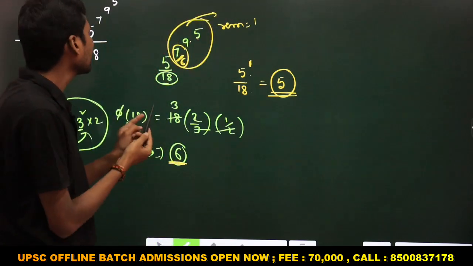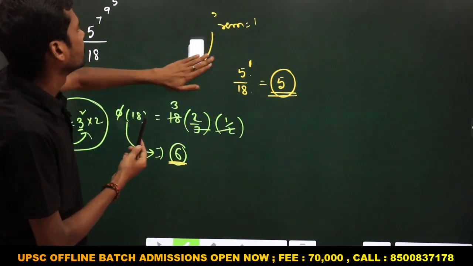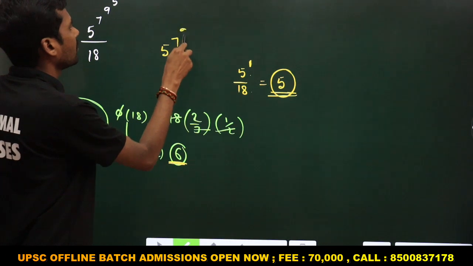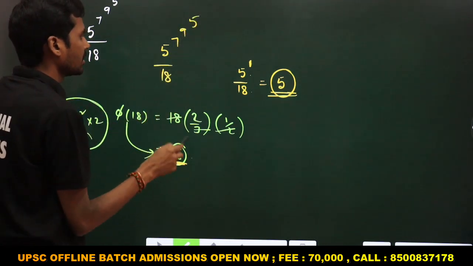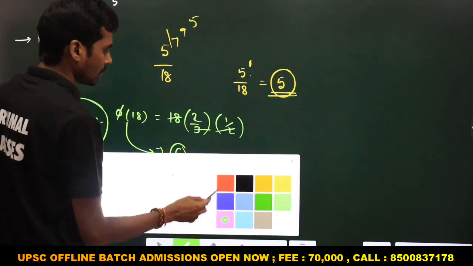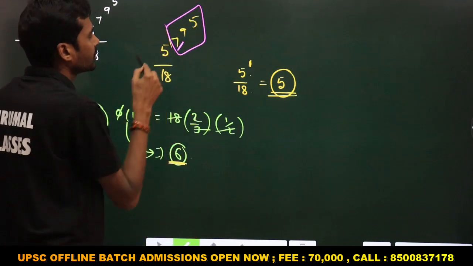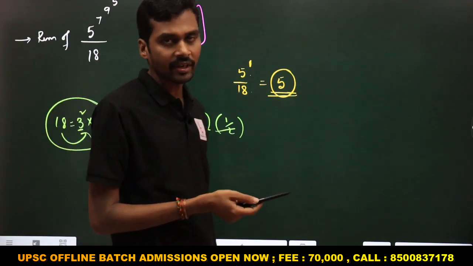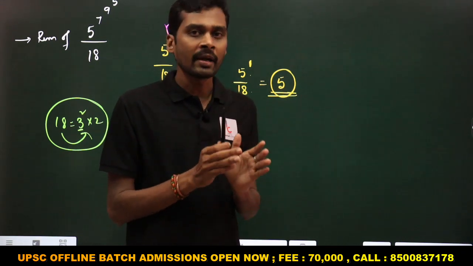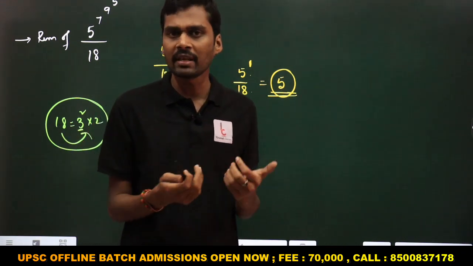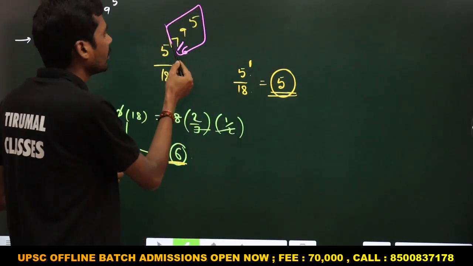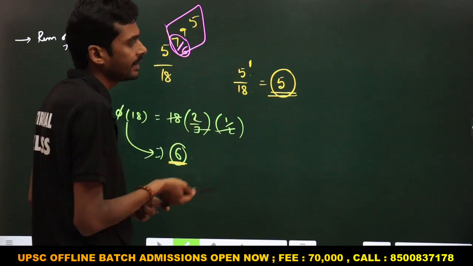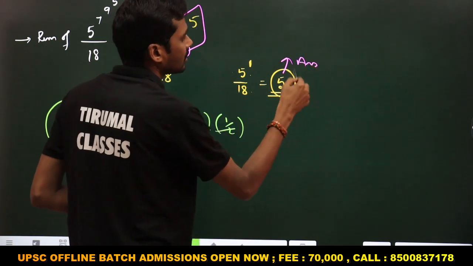Clear? So once again I repeat. I have the number 5 to the power of 7 to the power of 9 to the power of 5. The totient part is 6. I divide the power with which number? 6. So for 7 to the power of 9 to the power of 5, we have to find the remainder, right? The remainder of a to the power of m is the remainder of a divided by b, same as the normal number. So 7 by 6, what remainder do we get? The remainder is 1. 1 to the power of anything is 1. So 5 to the power of 1 by 18. The final answer is 5.